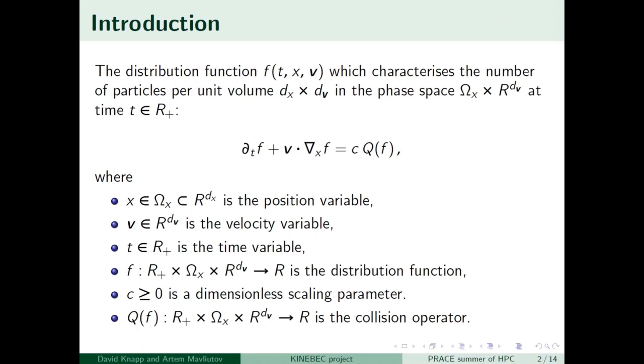We are interested in a distribution function, which is potentially written in 7 dimensions: 1 dimension for time, 3 dimensions for space, and 3 for velocity. Therefore, discretizing such an equation, even on a coarse grid, requires huge computational resources, as well as parallel algorithms. The form of this equation is given in this slide. Basically, it has 3 components: the time derivative, the transport part, and the collision term.